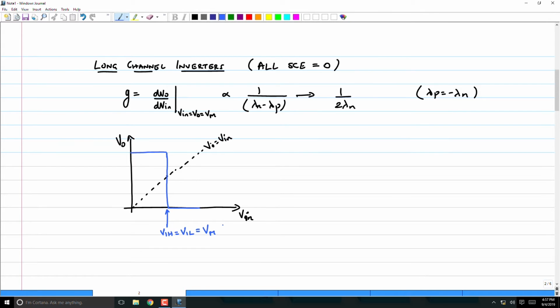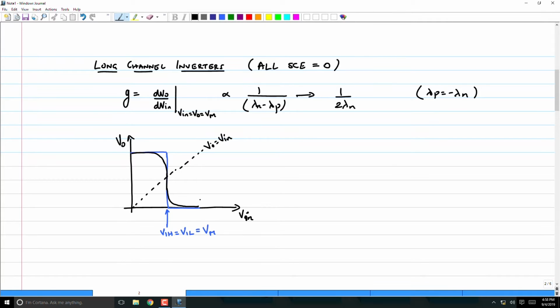Though whatever I have shown here is not the VTC of a long channel inverter. This is the model that we used, where we extrapolated the slope at V in equal to V out equal to VM and pulled that line all the way up. That is the blue line. The actual VTC is what is shown in black here. It will come like this. At this point, it will be minus infinity. And then again, it will deviate like this.